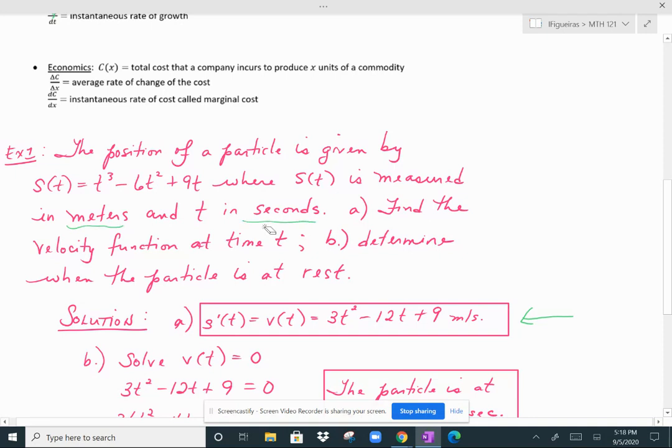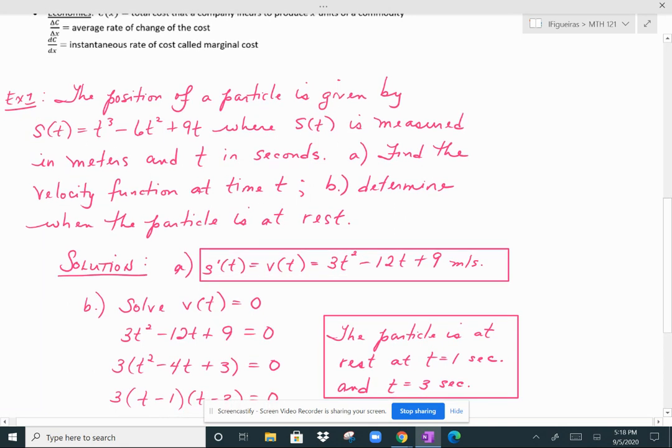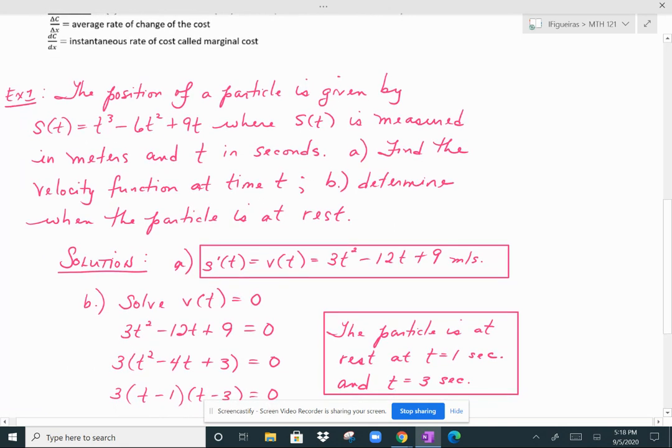Okay, but now part B is asking us to find when the particle is at rest. That would be when the velocity is 0. And so what we need to figure out is the time, the solution for time in this equation.